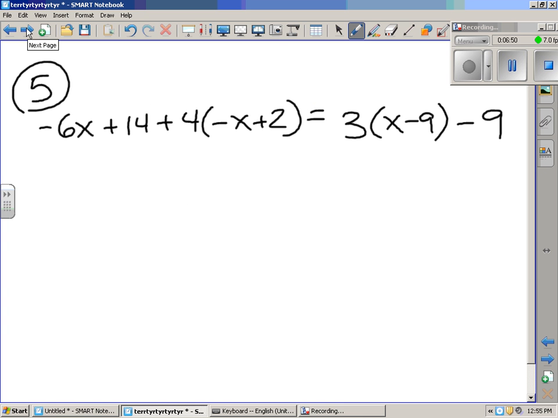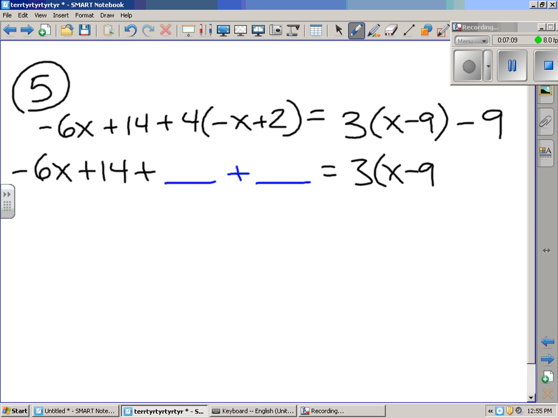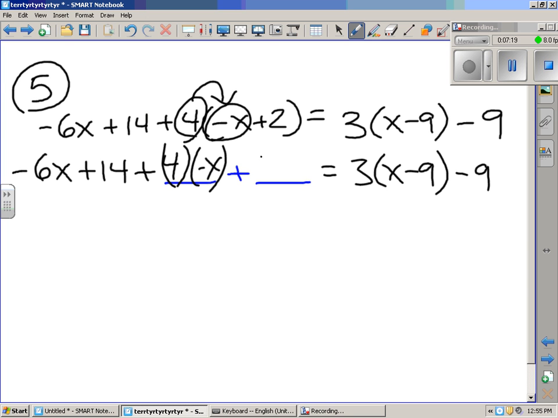And I think we have time on this video for one more. So we're going to try to do this quickly. We copy down negative 6x plus 14 plus, and that addition sign signifies the start of the distributive property section. And then on the other side, I'm not going to do the distributive property over here yet until I have more room. So I'm going to take the 4 and multiply it by the negative x. Then I'm going to take the 4 and multiply it by the 2. And then we're going to simplify.